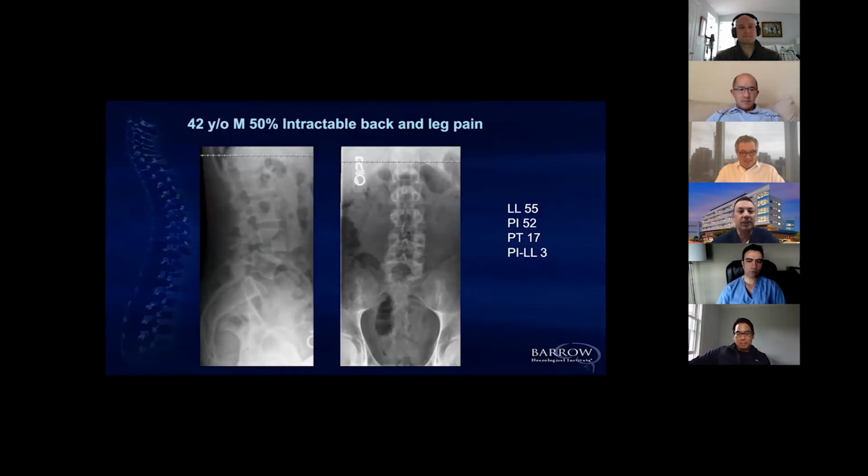Okay, so this is the first case you see here. It's a young male, 42-year-old male with intractable back and leg pain. On the right, you see a little bit of the spinopelvic parameters, just to show all of our guys in the conference how important it is to have an idea, even if you don't have 3-foot standing images, of what the global balance of the patient is.